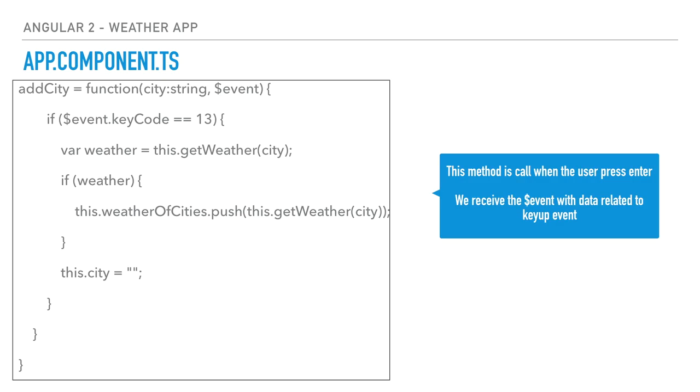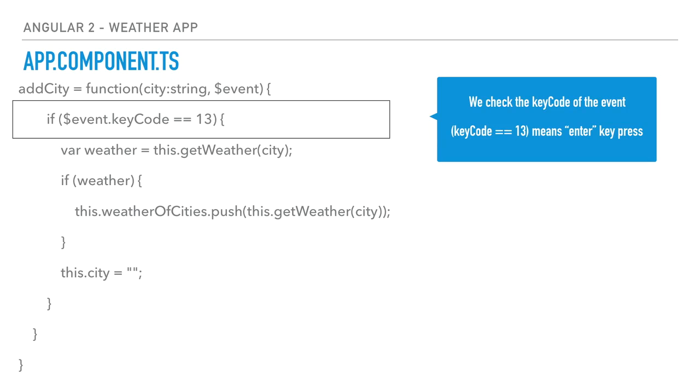So we receive the city as the first parameter, and the second one is the $event. This comes from Angular. It's a wrapper of the JavaScript event, the standard one. So we can check if $event, the key code is 13, so this is the key enter. Then we will make the request to the server, we get the weather, and then we display this because we are putting this in the array.